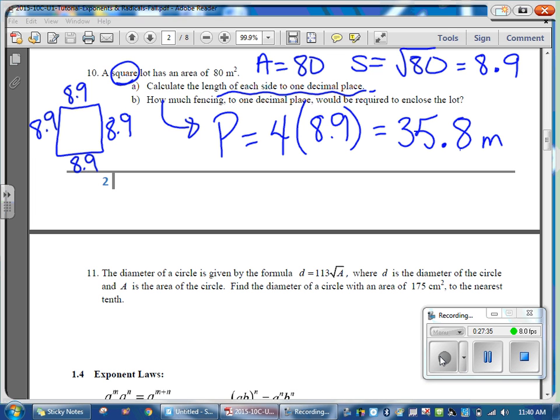All right. Before we move on to question 11, because question 11 is dealing with mixed radicals, we need to be able to figure out how to reduce them and how to create them.